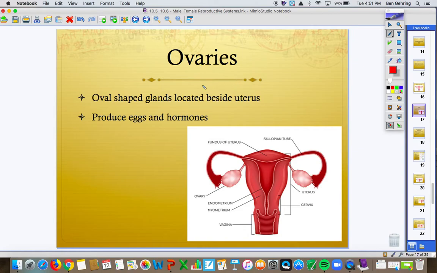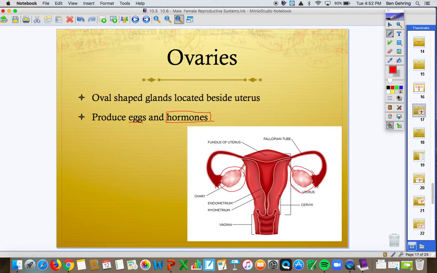So to start with, we have the ovaries. Ovaries are oval-shaped glands, so these two here are ovaries, located beside the uterus, which is this structure in the middle. If you're female, your ovaries are responsible for producing eggs. Ovaries in general are responsible for producing eggs and the hormones that go along with it, and hormones that are utilized during and for pregnancy. But these are your ovaries, and this is where eggs are produced.